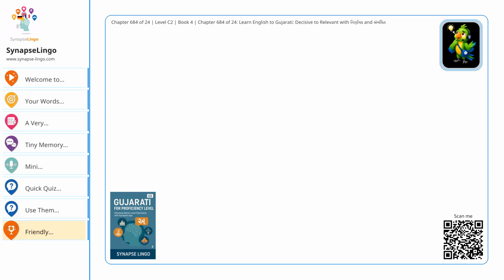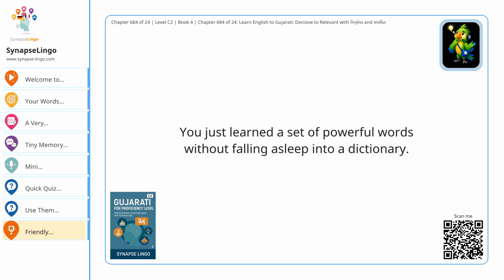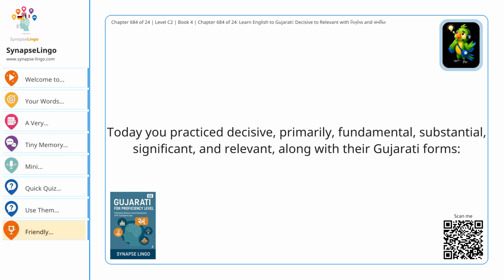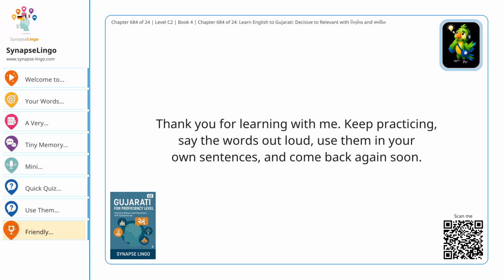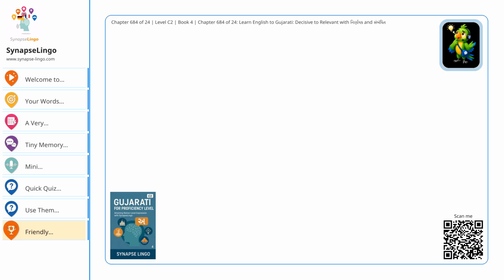Friendly conclusion. Nicely done. You just learned a set of powerful words without falling asleep into a dictionary. Today you practiced decisive, primarily, fundamental, substantial, significant, and relevant, along with their Gujarati forms. निर्णायक. मुख्यत्वे. मूलभूत. महत्वपूर्ण. महत्वपूर्ण. And संबंधित. Thank you for learning with me. Keep practicing, say the words out loud, use them in your own sentences, and come back again soon. Your progress is real, your effort is महत्वपूर्ण. And yes, that was a very relevant compliment.